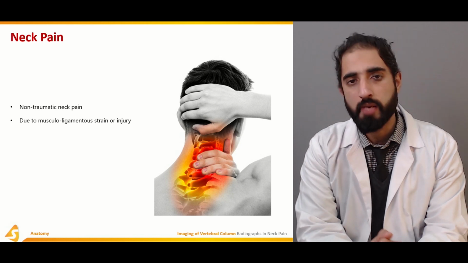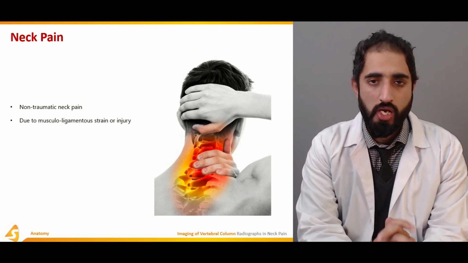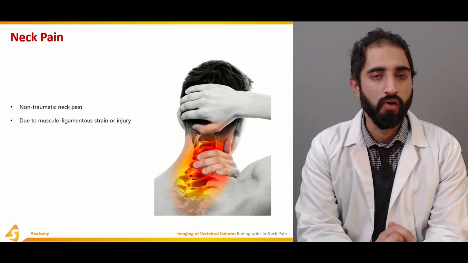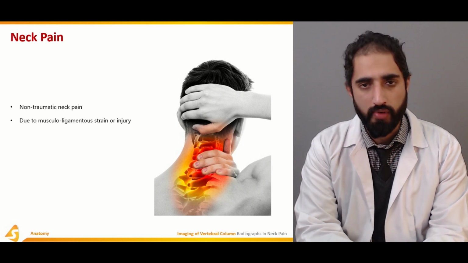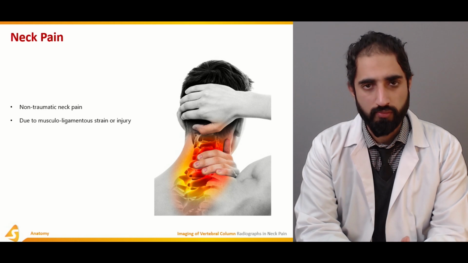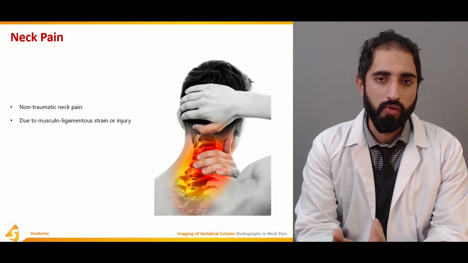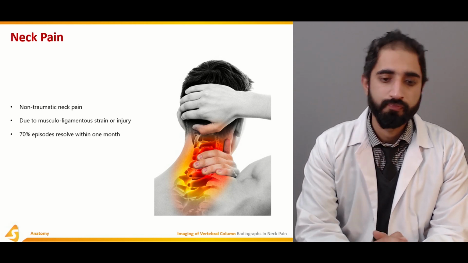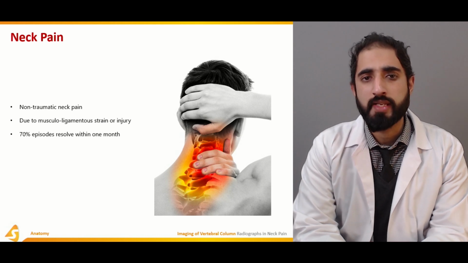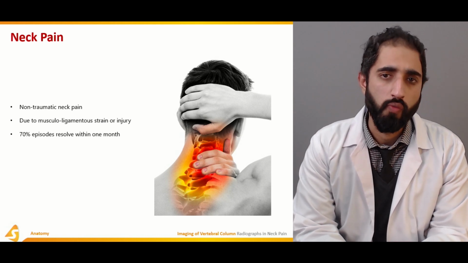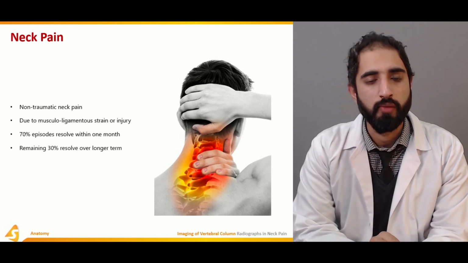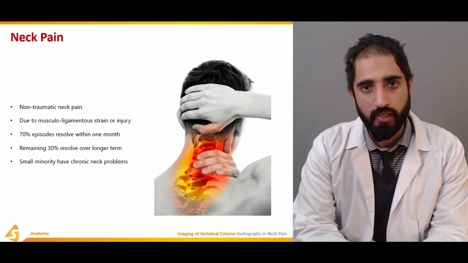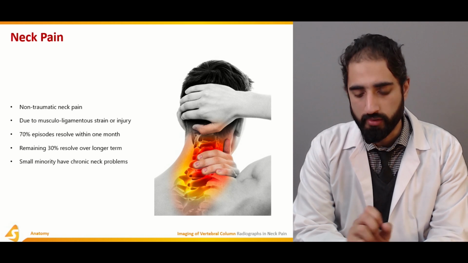It can be because of musculoligamental strain, injury, awkward posture, or poor mechanics, or anything of that sort, which may involve ligaments, disc, joints, bones, or muscles and tendons, any of these musculoskeletal structures. Literature suggests that 70% of these episodes resolve within 1 month, and the remaining 30% resolve over a longer term. However, a small minority have chronic neck problems and they require prompt management.